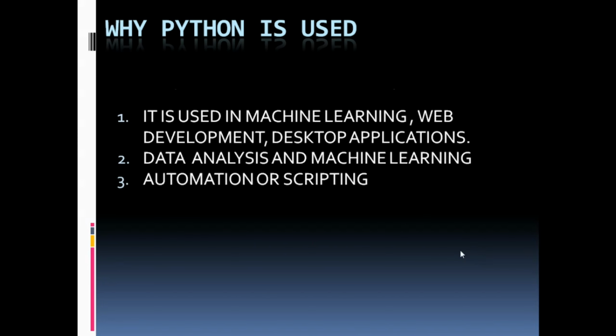Why is Python used? Number 1, it is used in machine learning, web development, desktop applications. Number 2, data analysis and machine learning. Number 3, automation or scripting.